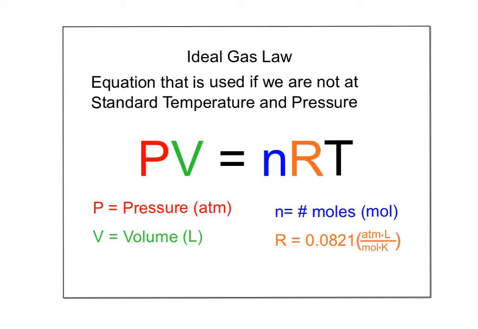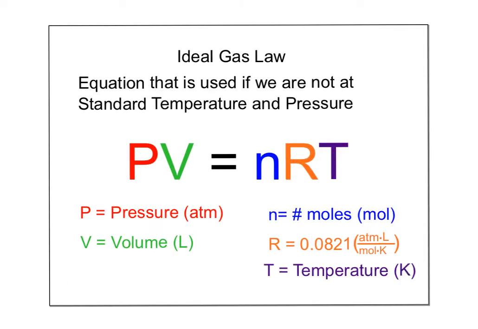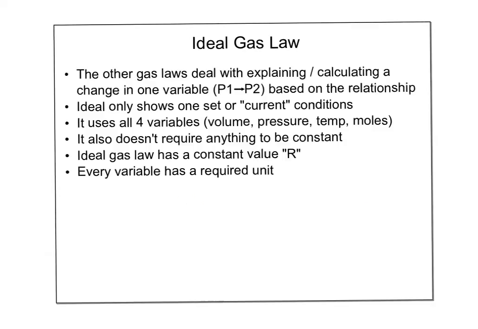R is our universal gas constant, and it always has this value, 0.0821, and it has a scary looking unit, atm times liters divided by mole times K. That's really just so everything cancels out. And last, T is temperature, and we always measure temperature in Kelvin for gas laws. So PV equals nRT: pressure times volume equals moles times the R constant times the temperature.